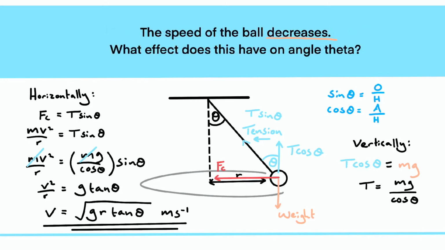So for the last part, the speed of the ball decreases. What effect does this have on angle theta? So we know that if the linear speed is decreasing, then the centripetal force also has to decrease. Looking at our working from before, since the weight force stays constant, we can see that as v squared over r decreases, then g tan theta must also decrease, and since g is a constant, this means tan theta itself has to decrease. So that means that the angle theta also decreases.